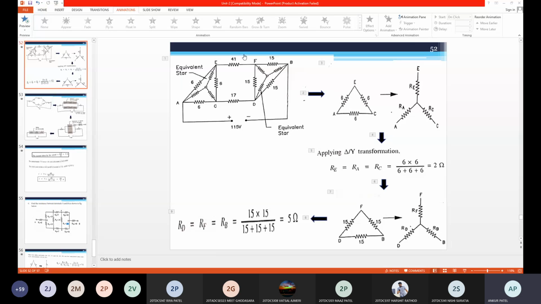In the next lecture we will solve some more examples for star delta transformations. After completing star delta transformations, we will go for mesh and nodal analysis.